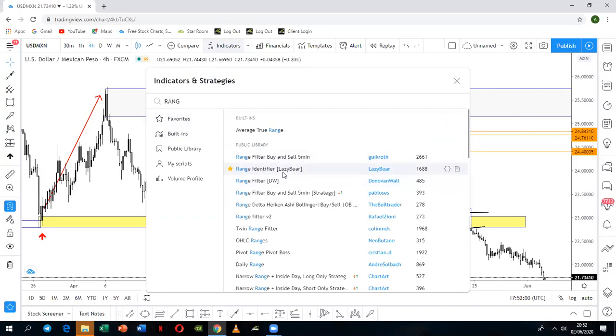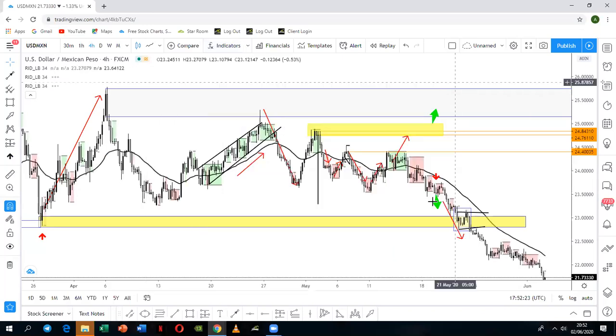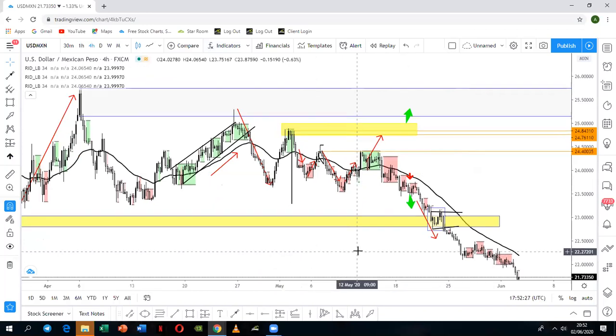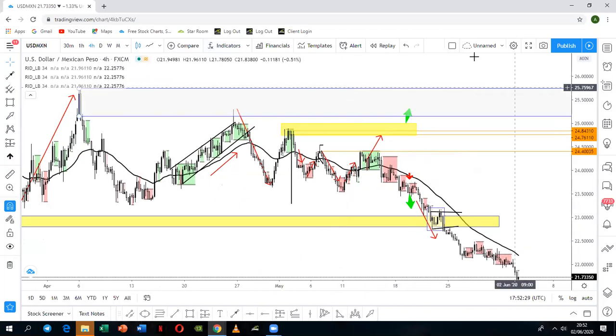It's called range identifier or the lazy bear. Already now you know why it's called lazy bear, because you want to be lazy. You don't want to spot the ranges by yourself. So for now you can use this to practice. So you come and click it. Yeah, so I hope you can see. Your chart is going to be like this. Let me zoom in.